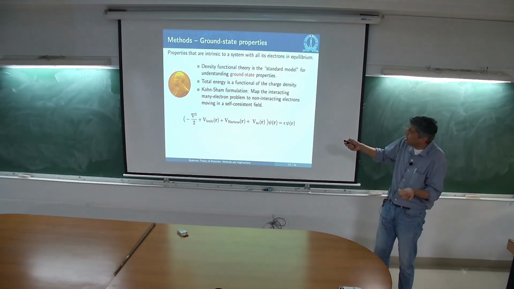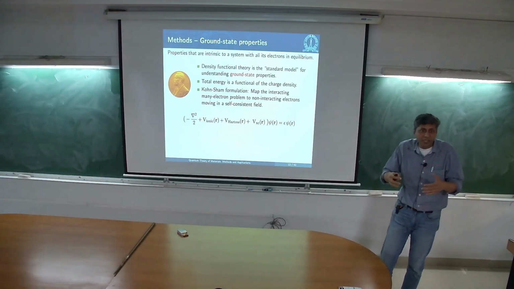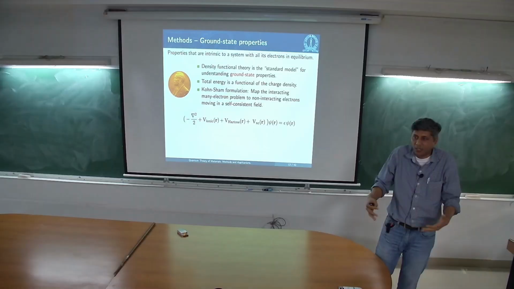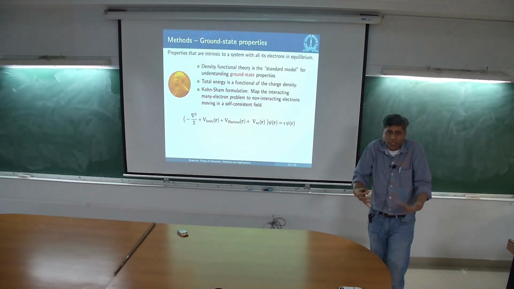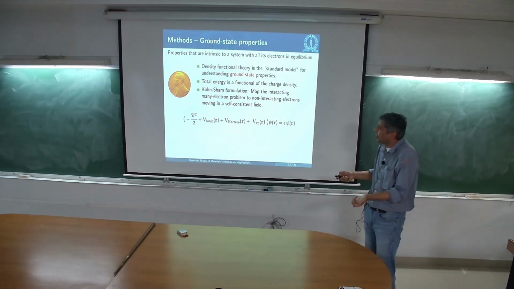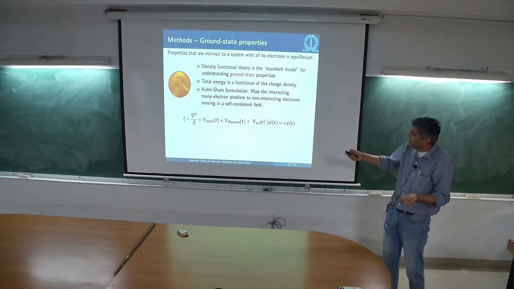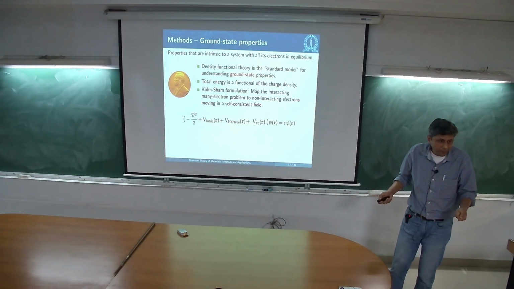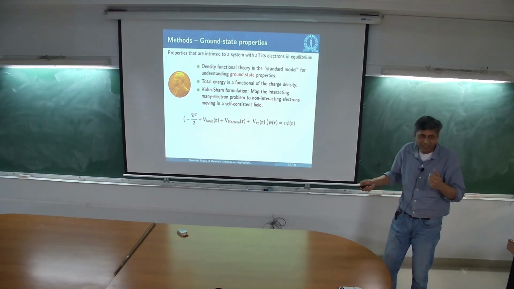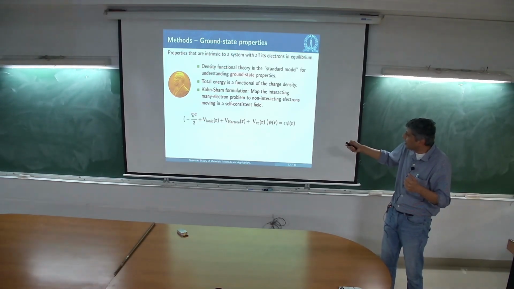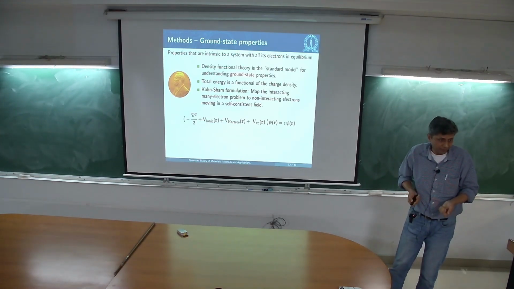These are properties that are intrinsic to a system with all its electrons in equilibrium. I don't mean they're static, but on average they are in equilibrium. Electrons are of course not static inside a solid, but I can talk about the distributions of electrons. In fact, what density functional theory said, and this is a theory for which Walter Kohn won the Nobel Prize in chemistry, is that the total energy is a unique functional of the electronic charge density.